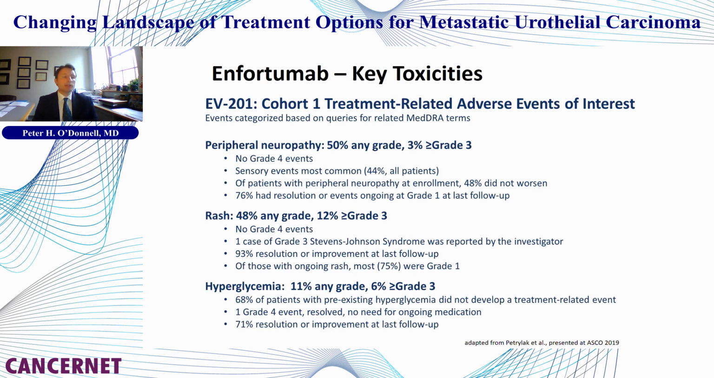The last toxicity I'll mention is not one that I've mentioned thus far in this presentation, and that is hyperglycemia. It occurred at 11% in any grade in the EV201 trial. 6% of patients had grade 3 or above. The mechanism is not well understood at this point. It does seem to be clearly a treatment-related effect from the drug.